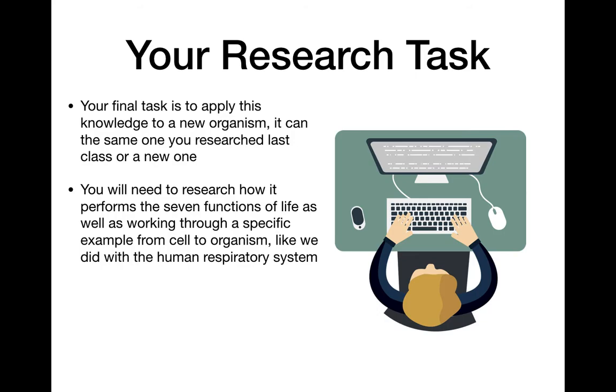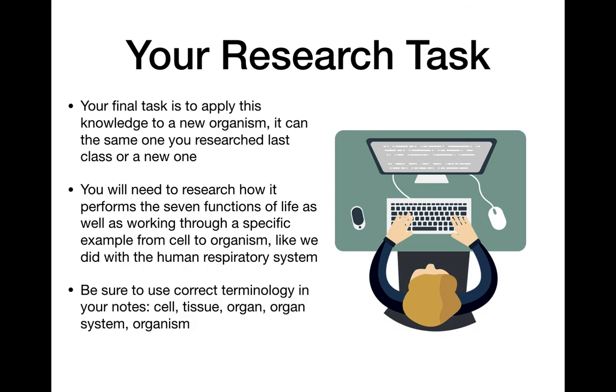Research how it performs the 7 functions of life and work through one example from cell to organism. So we did respiratory systems, we did eukaryotic cell, we said it was connective tissue, then it was the lungs, then it was respiratory system, and then it was the human body. So work through all 5 levels in your chosen organism. Make sure you're using the correct terminology. Vocabulary is a huge part of biology that a lot of students underestimate. Make sure you use the right words and you get used to using them and spelling them correctly.